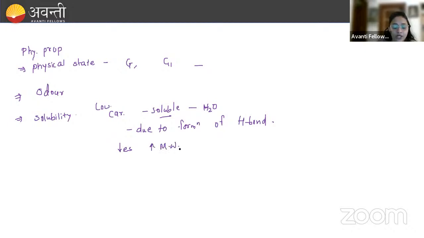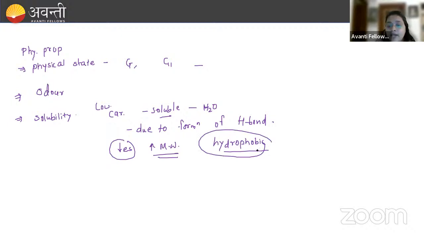Why is that happening? Due to the hydrophobic nature of the bigger alkyl groups in the higher members. The alkyl chain is a hydrophobic chain, and as the molecular weight increases, the solubility decreases, since the hydrophobic tail of the alkyl group becomes larger and larger.